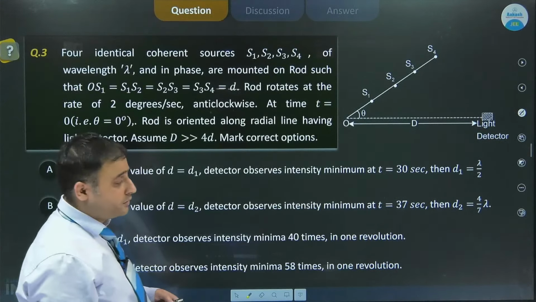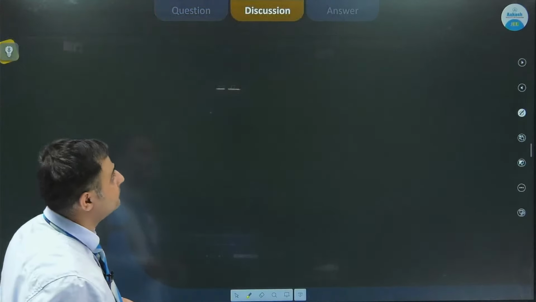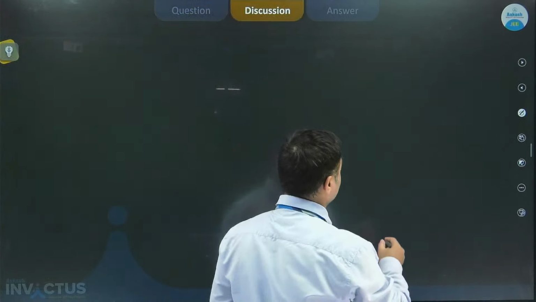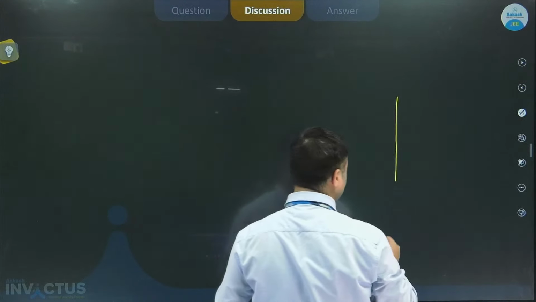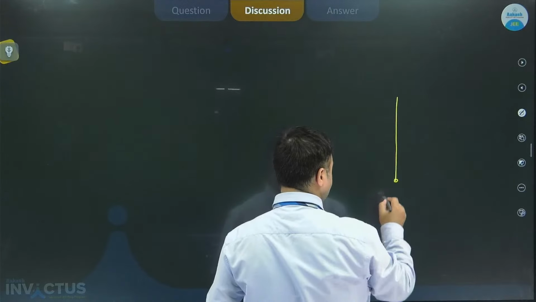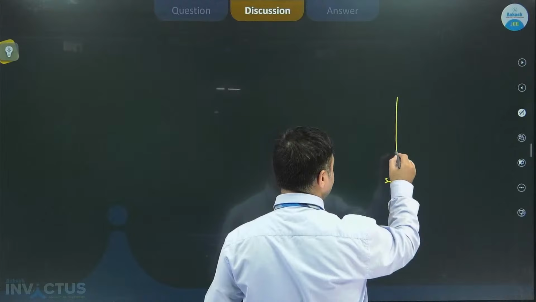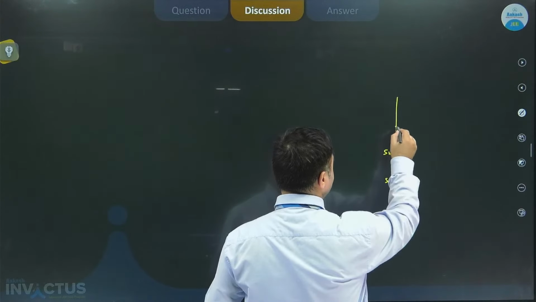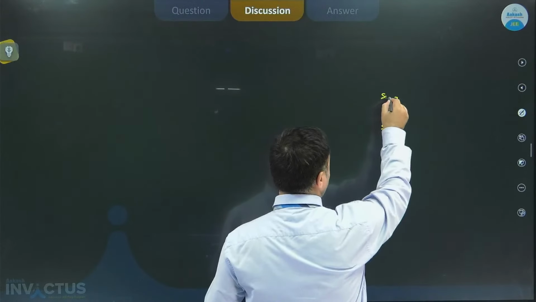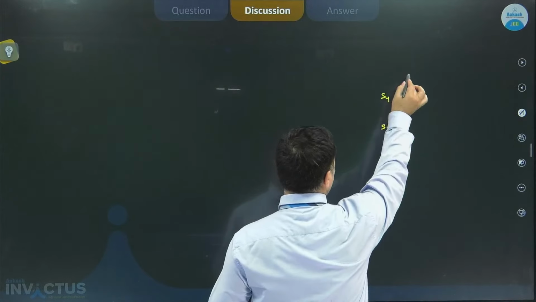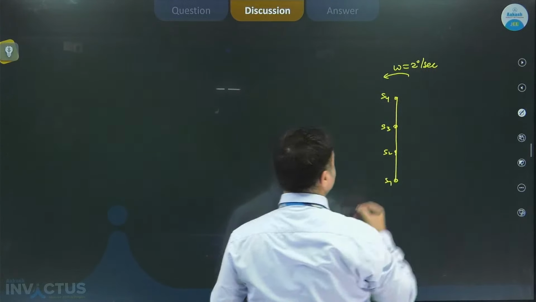All right. So थोड़ा इसको simplify कर लेते हैं. We have a rod जिस पर 4 sources हमने माउंट किए हुए. तो let us suppose this is S1, this is S2, this is S3 and this is S4. Now this rod is rotating with angular speed 2 degree per second.